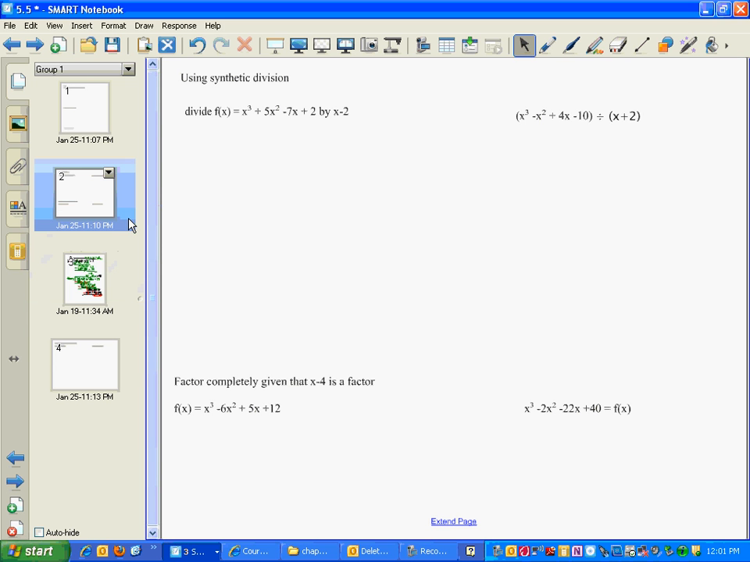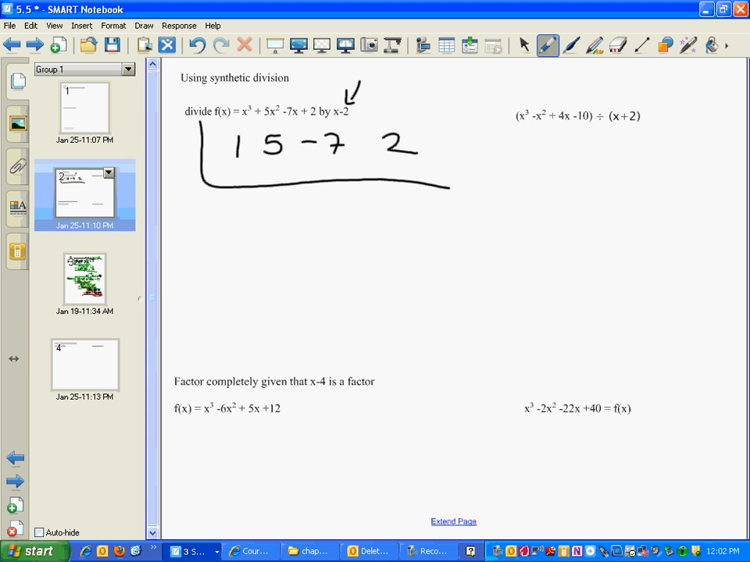So when we're doing synthetic division, what we want to do is look at our coefficients and write them like we did with synthetic substitution. 1, 5, -7, and 2 are my coefficients. And would it be the same if you're missing something, you put 0? Yep, if you're missing something, you insert a 0.